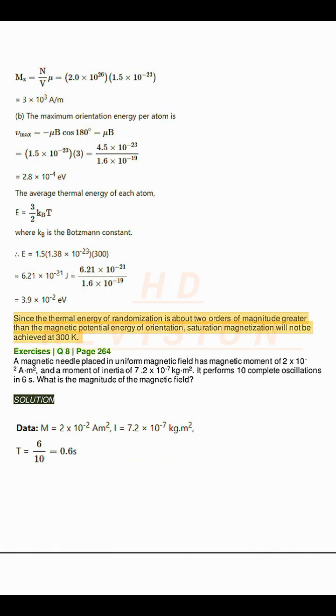Since the thermal energy of randomization is about 2 orders of magnitude greater than the magnetic potential energy of orientation, saturation magnetization will not be achieved at 300 K.